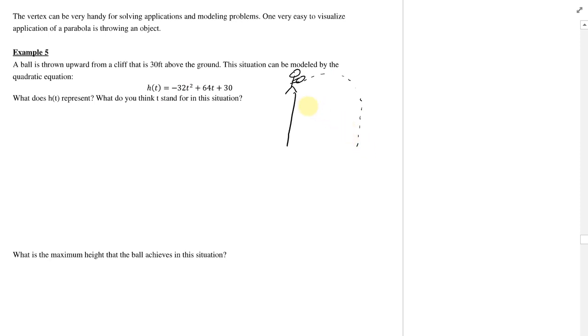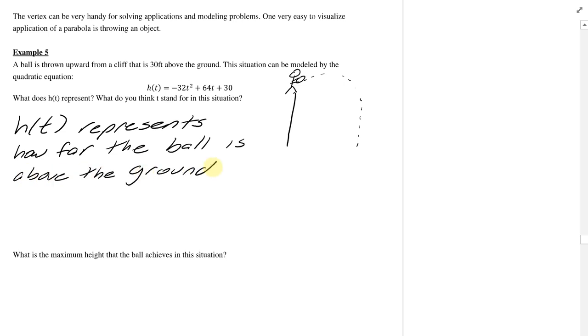So the question is, what does h of t represent? Well, it's probably representing how far it is above the ground, because this equation is modeling where the ball is above the ground. Now what about t? What does t represent? This can be a little bit trickier, but if you think about this, the height changes as time goes on. So t represents time, and I'll just tell you that it represents time in seconds.